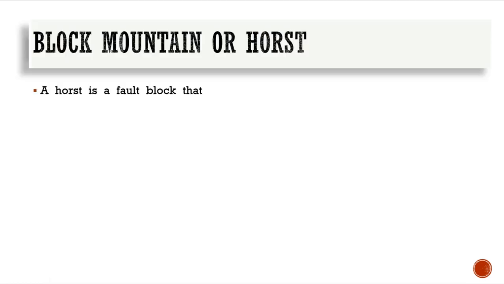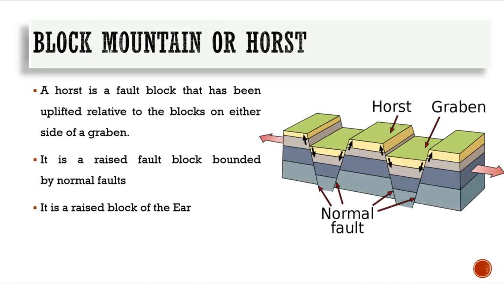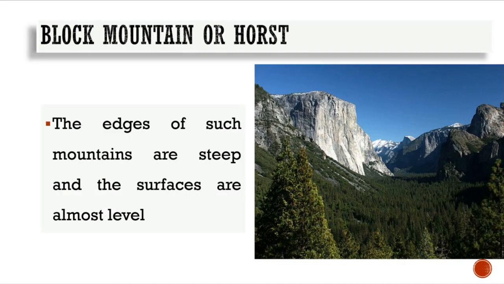A horst is a fault block that has been uplifted relative to the blocks on either side of a graben. It is a raised fault block bounded by normal faults. Or it is a raised block of the Earth's crust that has lifted or has remained stationary while the land on either side has subsided. The edges of such mountains are steep and the surfaces are almost level.